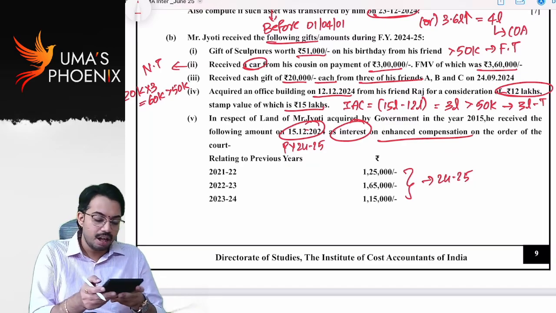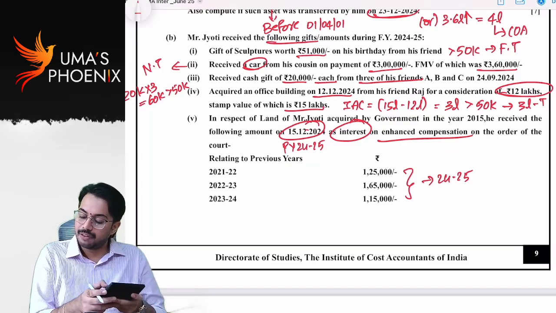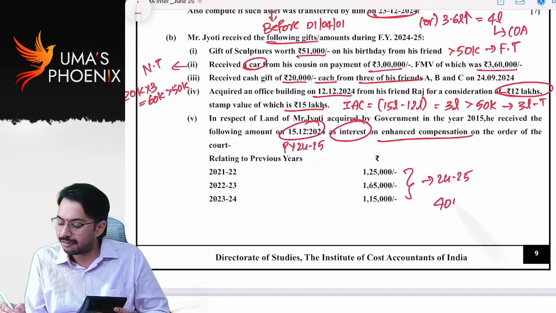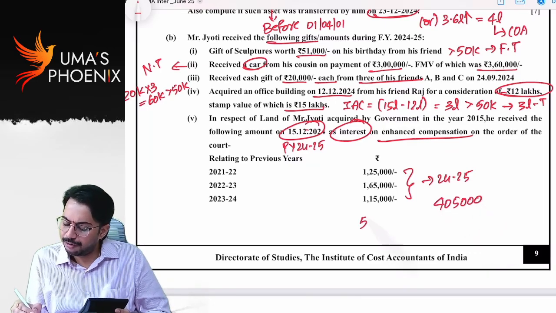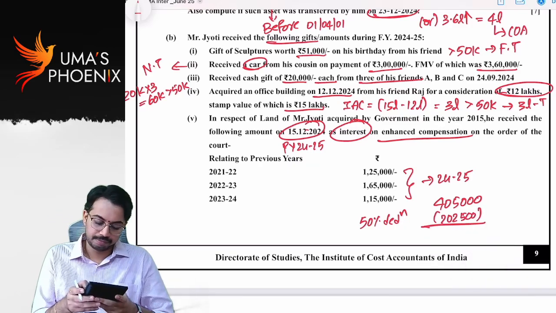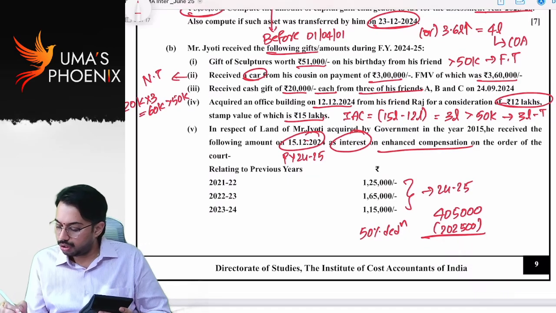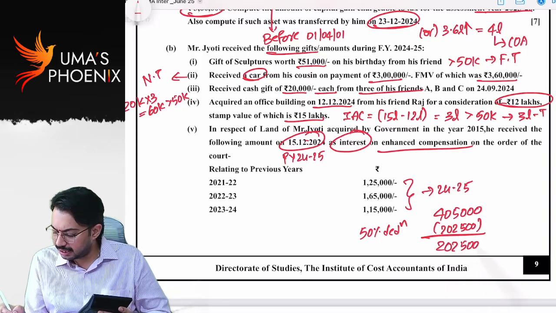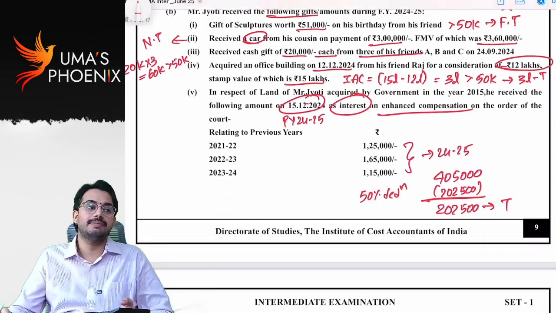How much received? 1,25,000 plus 1,65,000 plus 1,15,000. 4,05,000. From this 50% deduction, how much? 2,02,500. Balance 2,02,500 is taxable. Are you able to understand?